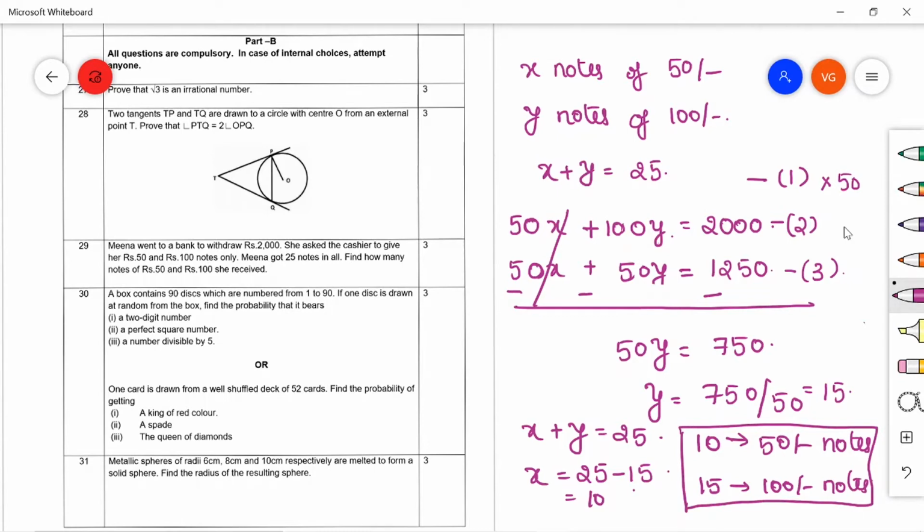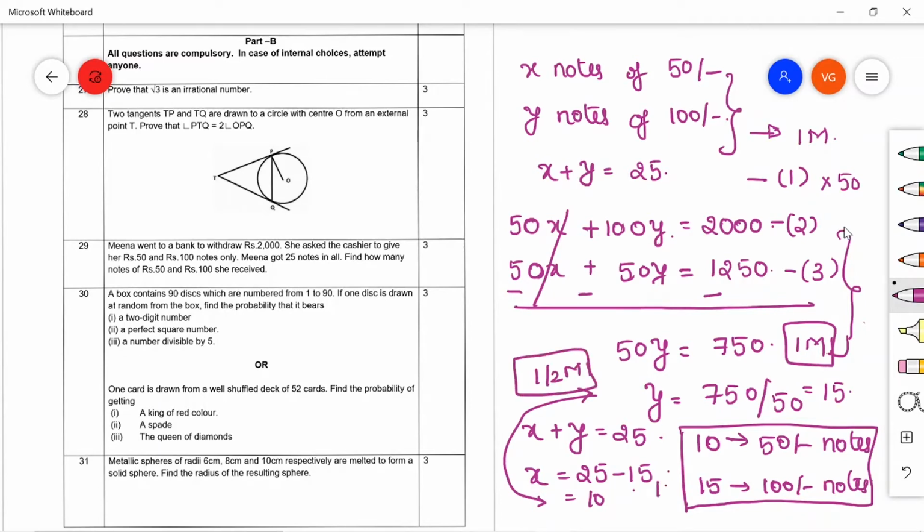Now let us see the marking scheme. Writing the given data and assuming x and y, here itself you will get 1 mark. Then writing the equations and solving part till here you will get 1 mark. For finding the values of x and y, you will get half mark. Putting down your final answer, you will get another half mark. So this is how the marking scheme is divided for this question number 28.